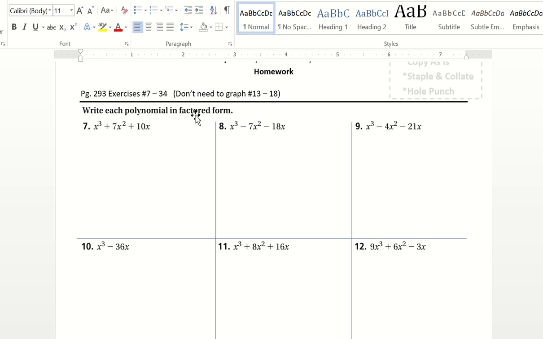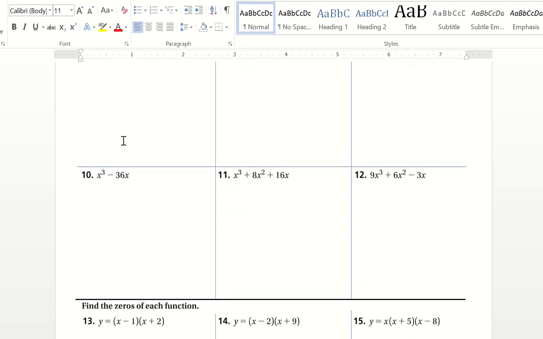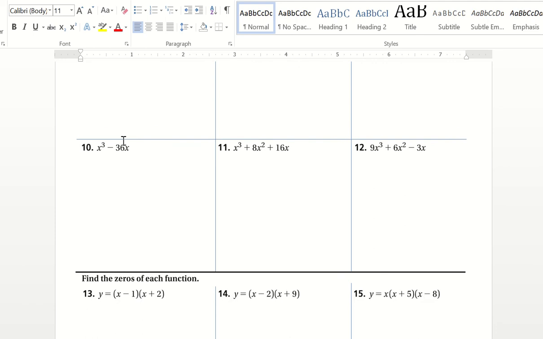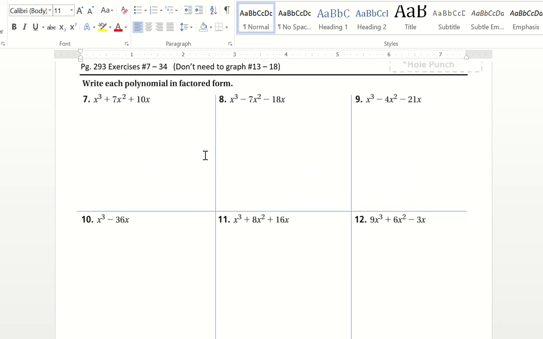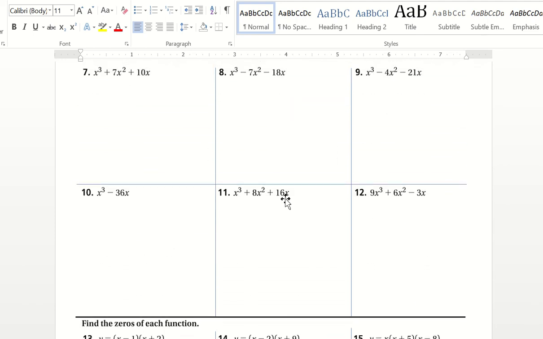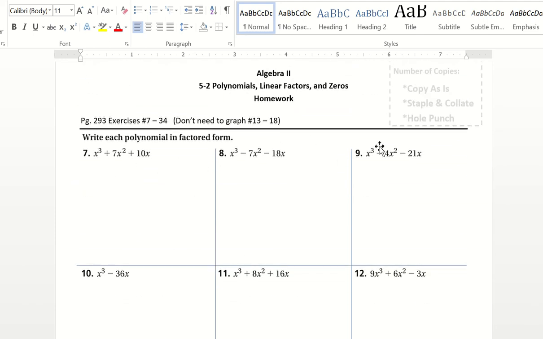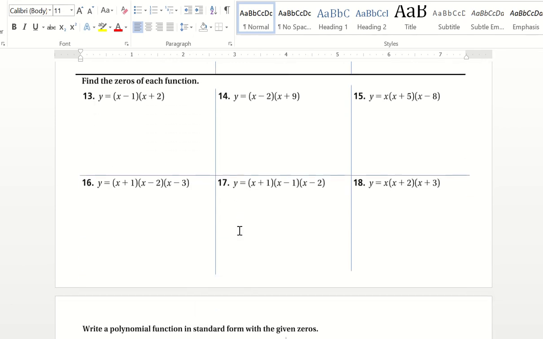Write each polynomial in factored form. You're just going to factor. Bring out a GCF, then look to unfoil. But always start with a GCF if there is one, and there always will be one. You're welcome. There's always going to be a GCF first. Find the zeros of each function.